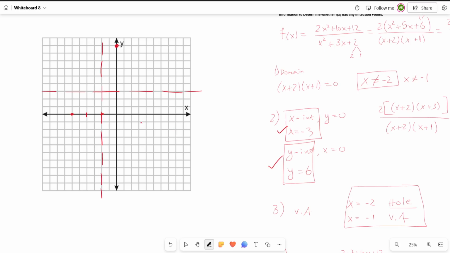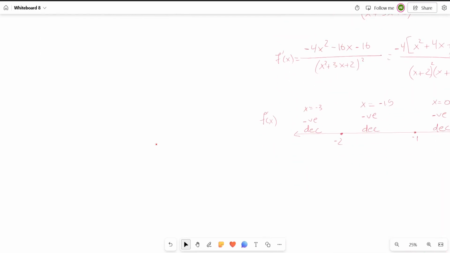So I have two options for my graph. Either drawing it like this and like this, or like that. How do I know what my graph looks like? What's going to help me is the first derivative. Okay, let's name them. This is x equals -1. This is -2. This is -3. This is y equals 2. So let's take a look at the first derivative.